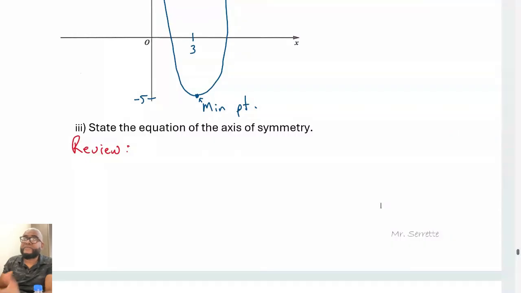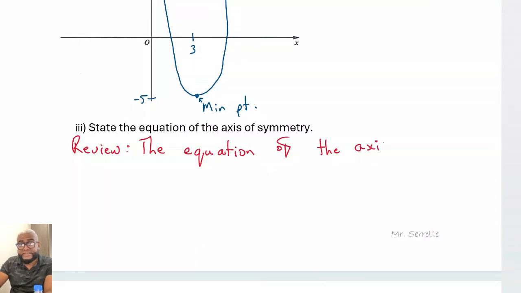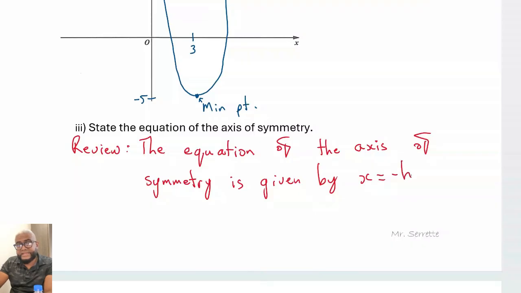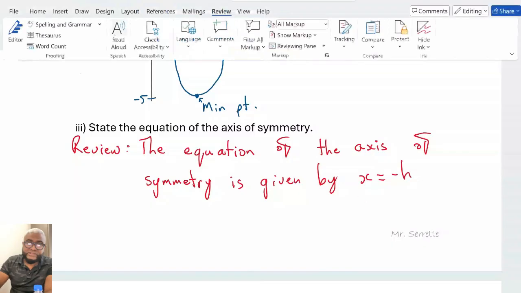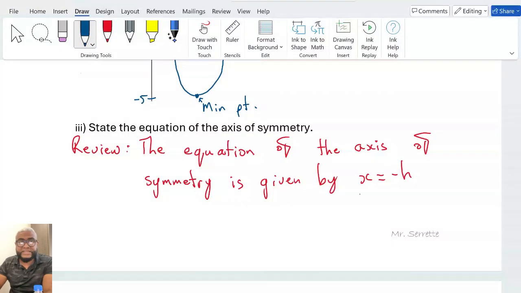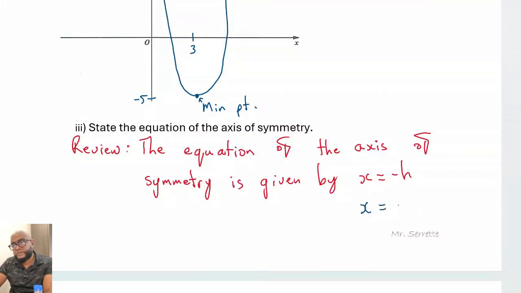Right. Equation of the axis of symmetry. Somebody give me it. Excellent. So write it down. The equation of the axis of symmetry is given by x is equal to negative h. So this will be x is equal to what? What was h, guys? Anybody online? What was h?